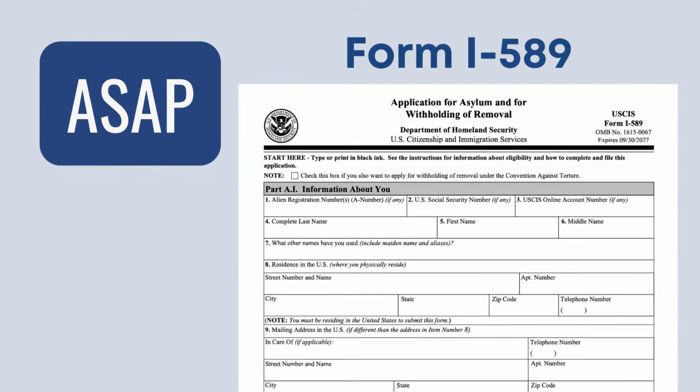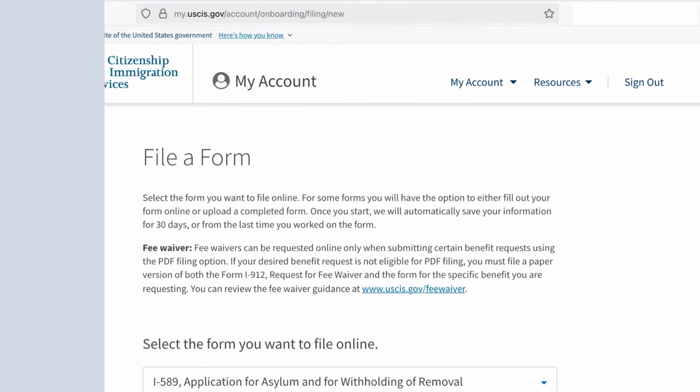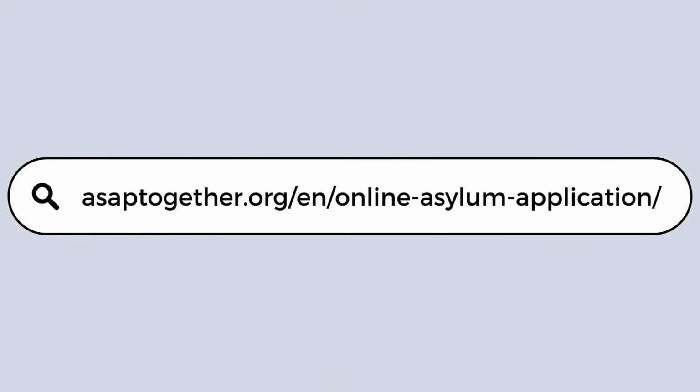In this video, we will talk about how to complete the United States Asylum application, Form I-589. This video is for adults who are eligible for asylum and want to complete a Form I-589 application on paper. There is also an online version of the application, but only some people can apply online. You can learn more about the online application on ASAP's website. The link is also below this video.